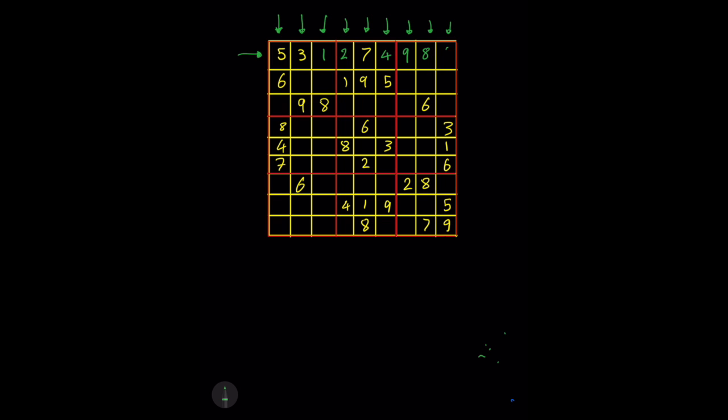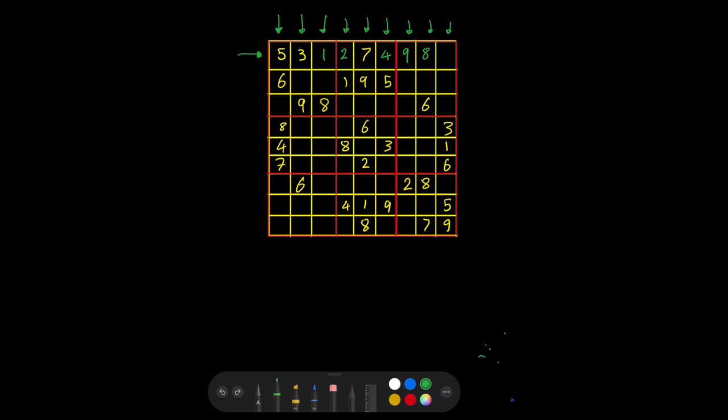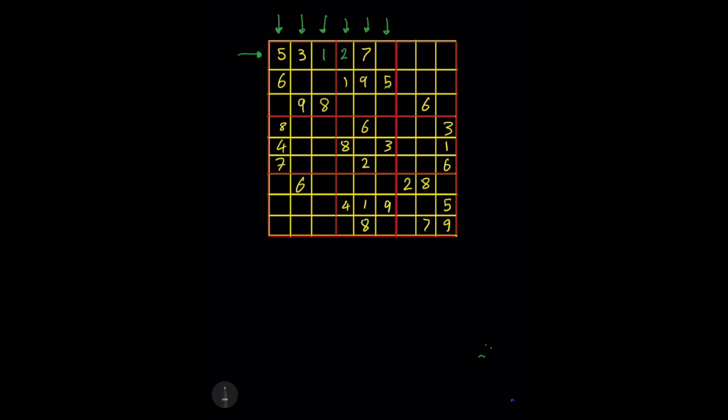Again, here we're stuck. So go back. 8 doesn't work. 9 doesn't work. So 4 here doesn't work. 5 doesn't work because 5 is here. Sure, 6, we can do 6 here. Let's go to the next one. 1, 2, 3, 4. Can we do 4 here? Sure, we can use 4. Next one: 1, 2, 3, 4, 5, 6, 7, 8. We cannot use 8 because 8 is here. But we can do 9.